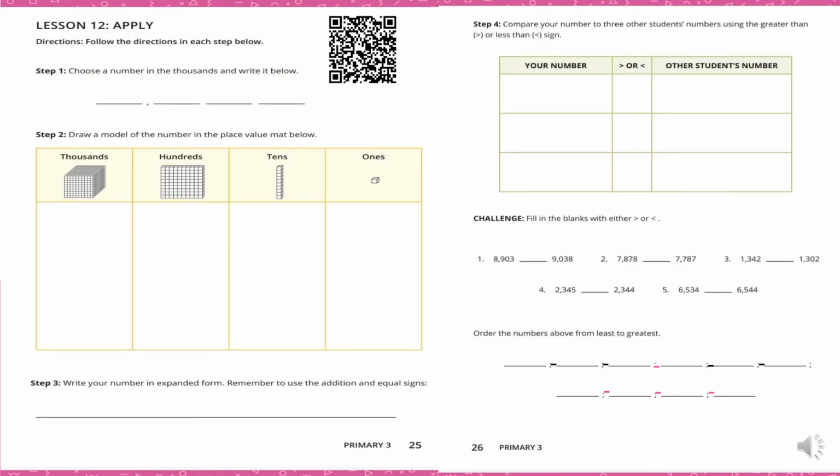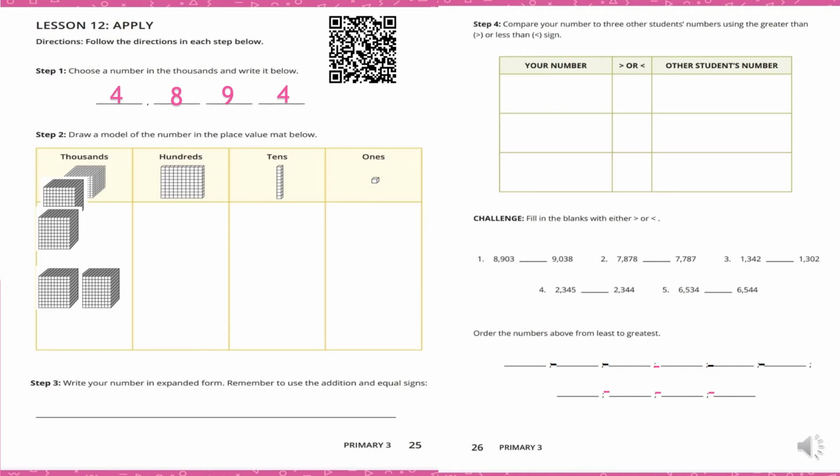Now let's solve lesson 12. Here I'll give you a number formed from 4 digits. Let's read together. 4894. Let's represent it in place value math below. We learned that thousands, we represent thousands using cubes. So how many thousands here? How many thousands in this number? 4,000. So we will draw 4 cubes.